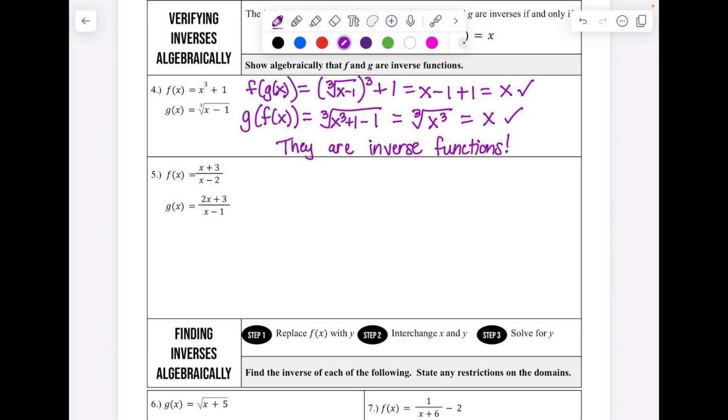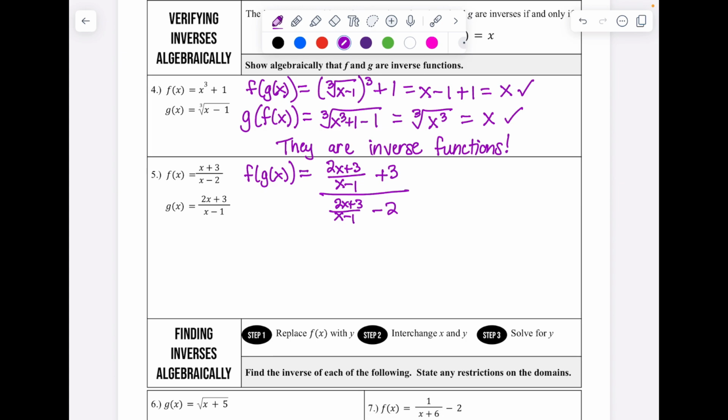All right, so let's try one with reciprocal functions here. So f of g of x. So every place there's an x, both of these x's have to get replaced with this entire fraction. So we'll have 2x plus 3 over x minus 1 plus 3 over 2x plus 3 over x minus 1 minus the 2.